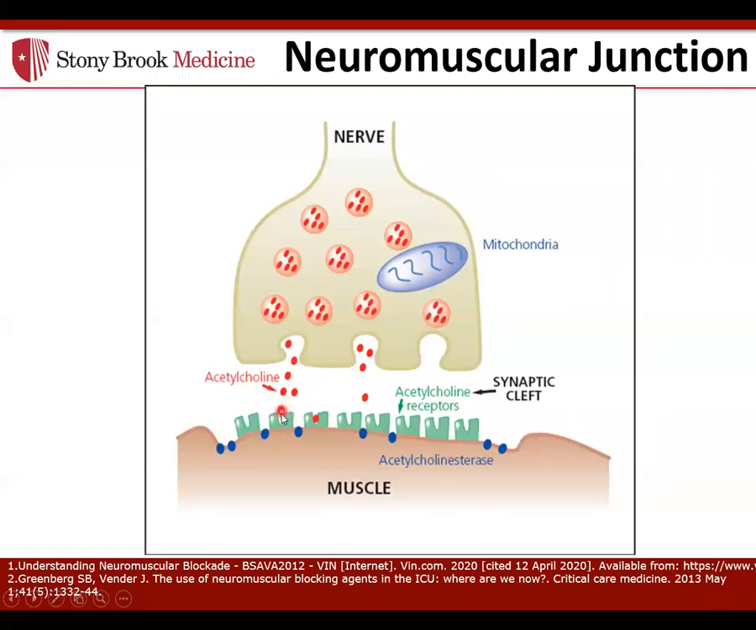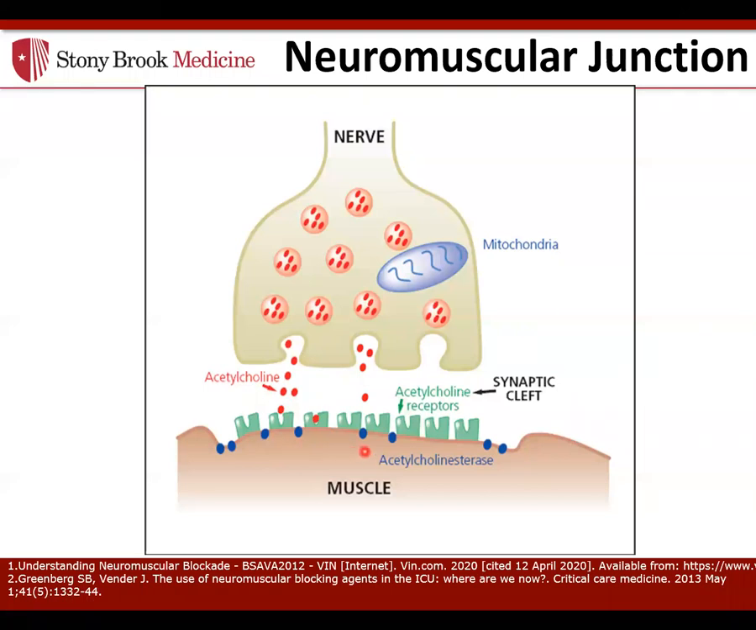So when this acetylcholine binds, it allows sodium ions to enter the cell, leading to depolarization of the membrane. So this generates an action potential that coordinates muscle contraction and muscle movement. So calcium and energy in the form of ATP is required for this muscle contraction to occur.